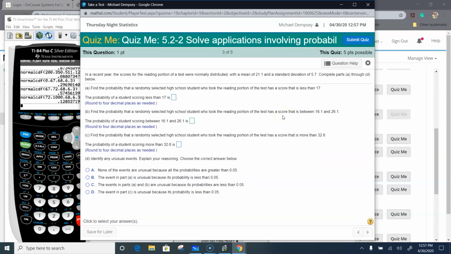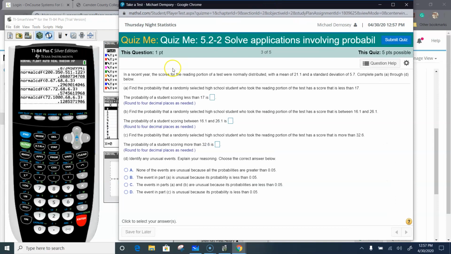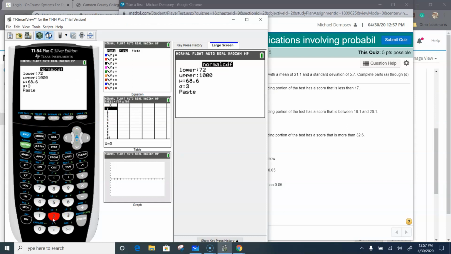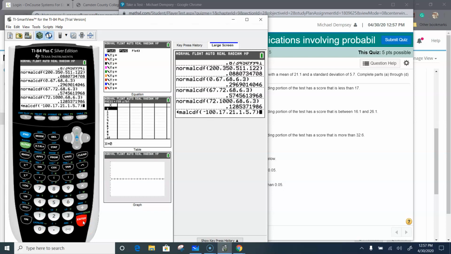Okay. Same idea here. Probability of scoring less than 17. Mean is 21. Standard deviation is 5.7. So when we go less than 17, because that standard deviation is 5.7, let's go to like negative 100 here. Go really, really low so we don't miss any probabilities. And we want it to be less than 17, so 17 is our upper limit. The mean is 21.1, and standard deviation is 5.7. So 0.23.